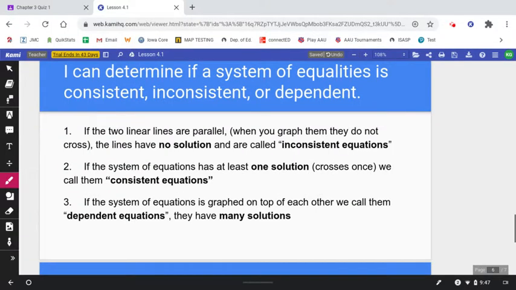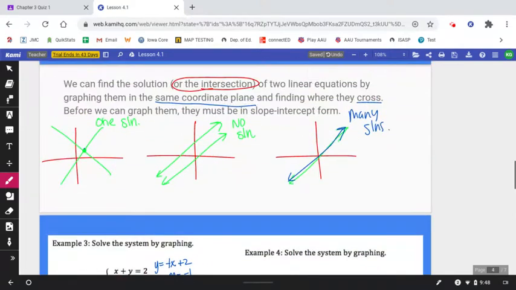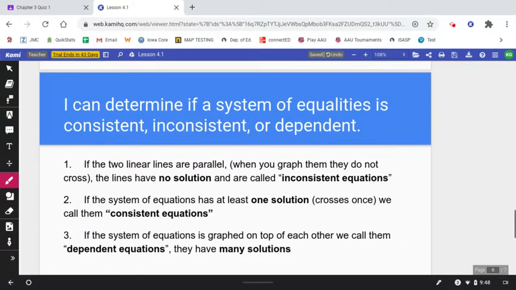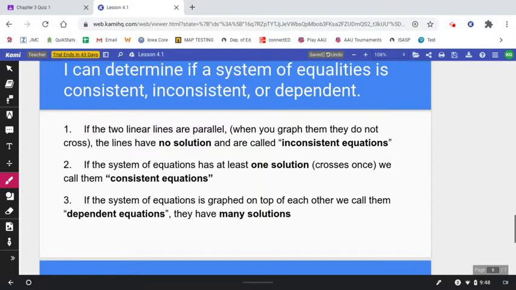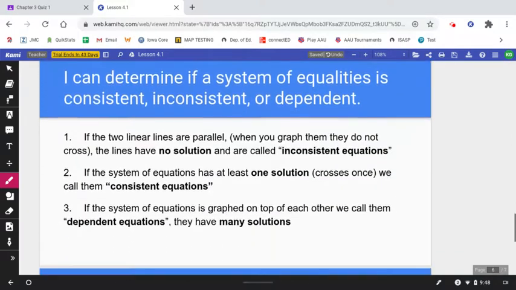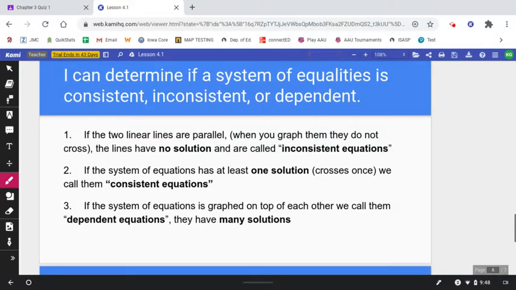Okay, so I already kind of talked about the solutions, but here are some definitions for no solution, many solutions, or one solution. If the two lines are parallel, like this example here, when you graph them, they do not cross. The lines have no solution, which we already wrote down. And the definition of that is called inconsistent equations. If the system of equations has at least one solution, like these two examples that we did right here, we call them consistent equations. And if the systems of equations are graphed on top of each other, we call them dependent equations.